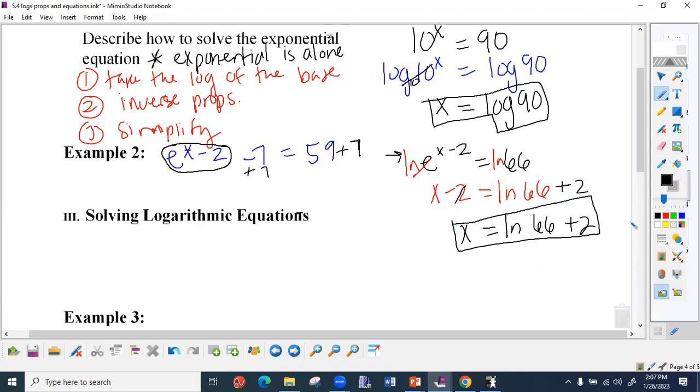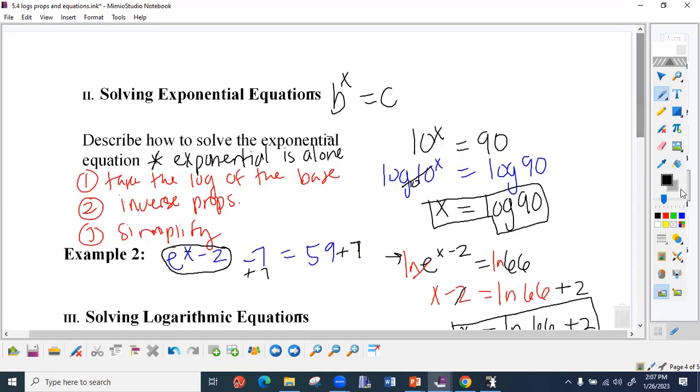All right. So at the top of your paper, you should have some room. I would like for you to try really quick. If you had 11 to the x equals, let's say 5. Quickly take a moment and find what x equals.